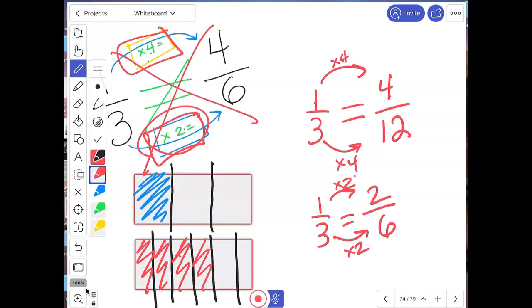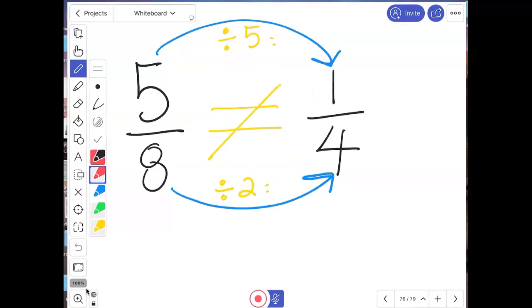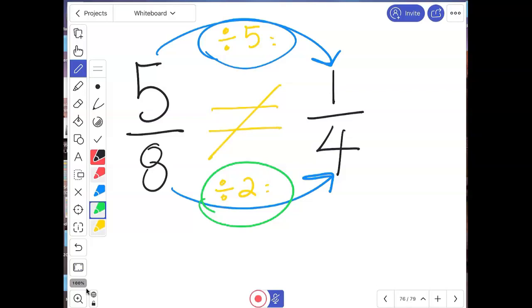Say it after me. The multipliers and the divisors must be the same. Here's an example. 7 divided by 7 is 1. 21 divided by 7 is 3. So yes, these are equivalent. They have the same divisor. These ones, on the other hand, are not the same. 5 divided by 5 is 1. That's true. 8 divided by 2 is 4. That's true. But because these two things aren't the same thing, the fractions are no longer equivalent.